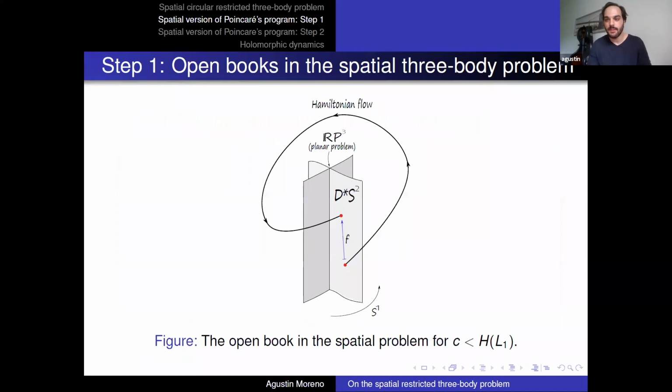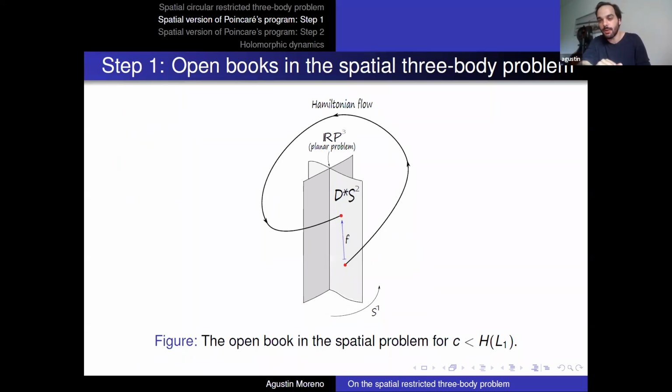Okay, so this is the abstract picture to remember. Here's RP3, with the planar problem sitting as an invariant subset in there. The pages are a copy of D star 2, and then the Hamiltonian flow is transferred, so you will have a return map. And the return map, by the area-preserving condition in this setup, is just a symplectic diffeomorphism. So that's a replacement, and that just follows from Moser's trick.